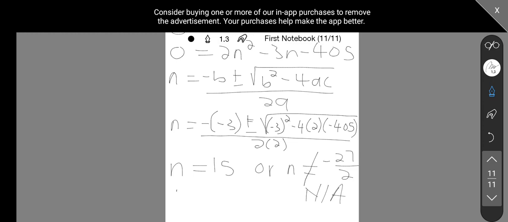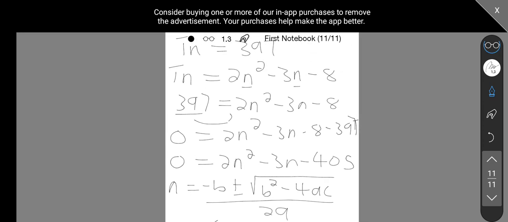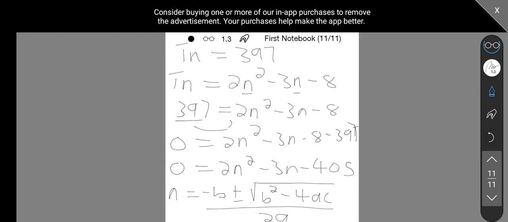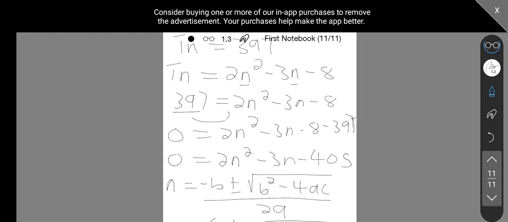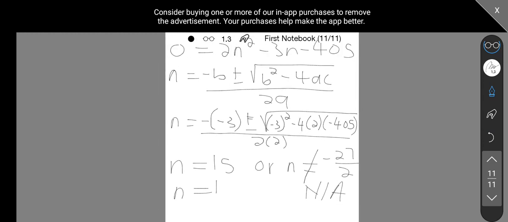This means that n is equal to 15. What does this mean? They asked us to find a position where we will find 397. It's 15. So we will find the term 397 on position number 15. I hope you have understood everything that has occurred in this lesson. Thank you for watching.